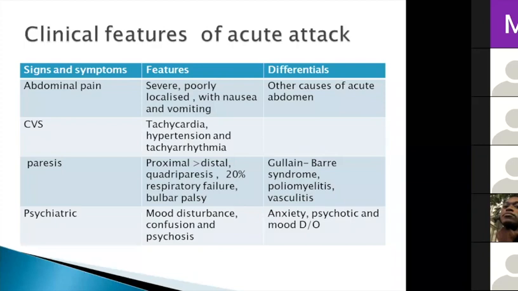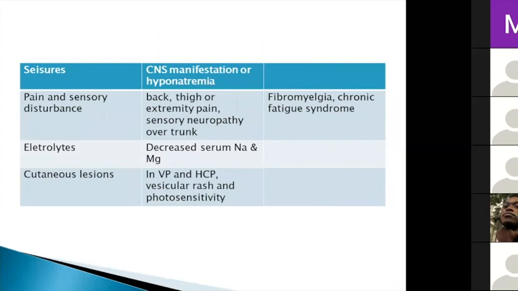In terms of psychiatric symptoms, patient may present with mood disturbances, with confusion, or psychotic features. Seizures may also occur. They may occur as a CNS manifestation, or they may be due to hyponatremia, which is very common in these patients. These patients also usually complain during an acute crisis of severe back pain, pain involving the thigh, or extremity pain. They may also have a sensory neuropathy over the trunk.